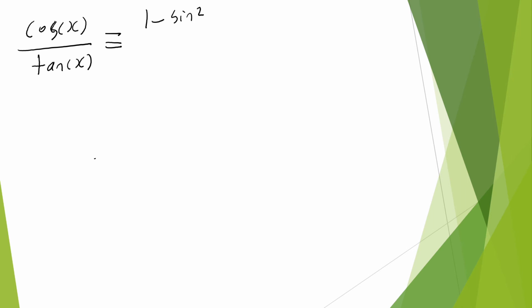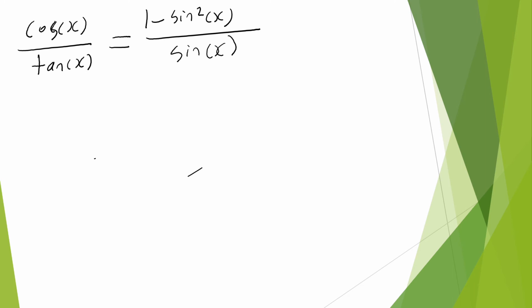Okay, we'll take another example, maybe a little bit harder. So cosine x over tan x equals 1 minus sine square x over sine x. I'm going to use 2 because that's not a given identity, you need to prove it.